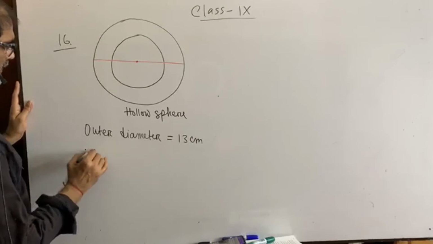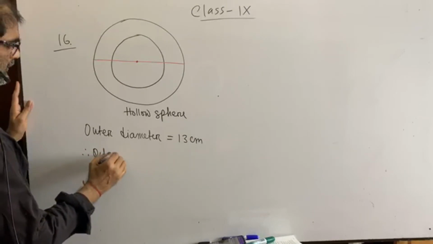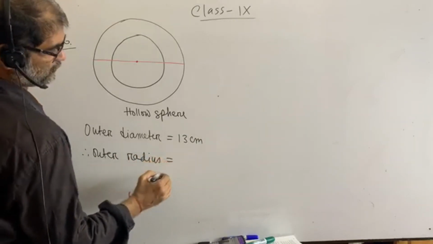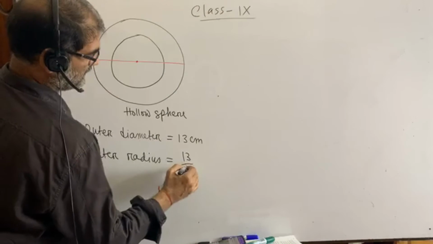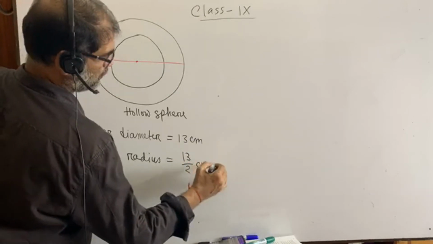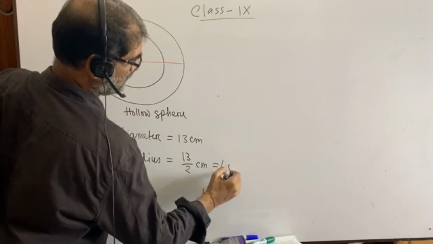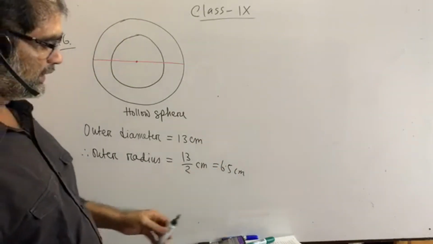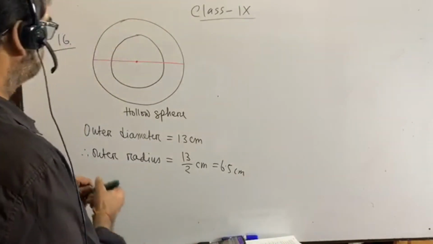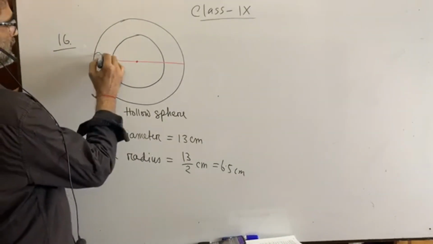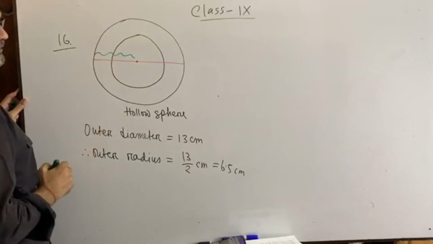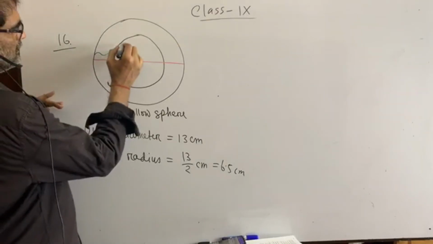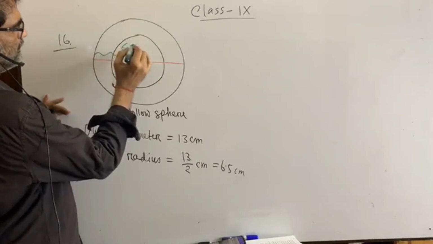Therefore we can write here outer radius equals to what? 13 by 2 centimeter, which is equal to 6.5 centimeter. Outer radius is 6.5 centimeter. You see, what is the outer radius here? This is the outer radius, given here as 6.5 centimeter.